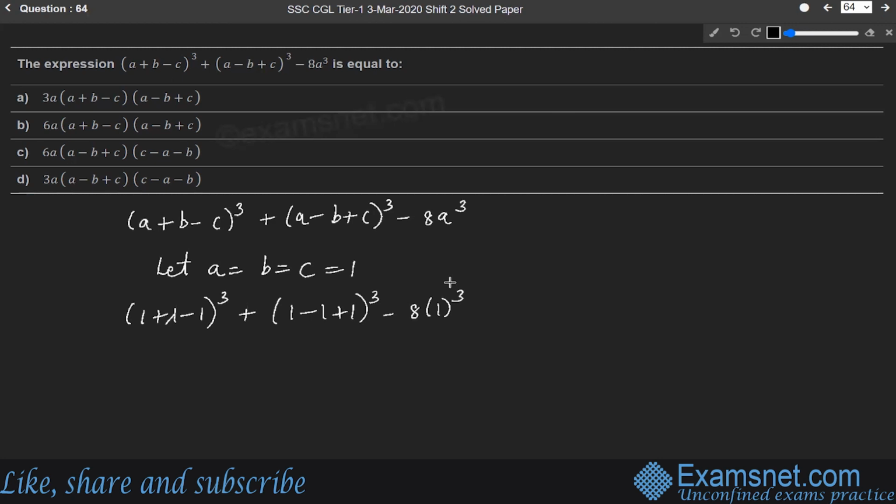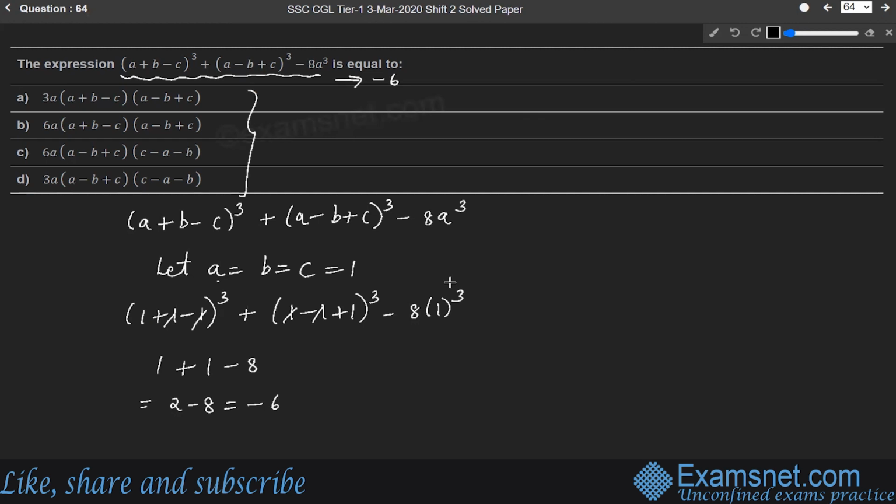Okay. This 1 minus 1 will be 0. So 1 cube is 1 plus. Again 1 minus 1 will be 0. So 1 cube is 1. Minus 8 into 1 will be minus 8. Now 1 plus 1 is 2. 2 minus 8 will be minus 6. It means the numerical value of this expression is minus 6. Okay. Now what we have to do is hit and try all these options and see, when we put a, b and c equal to 1, which of the options gives us minus 6?